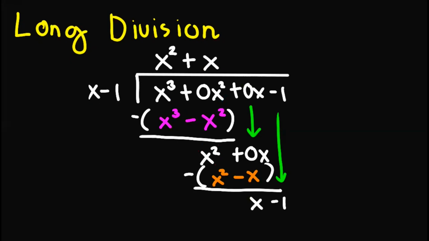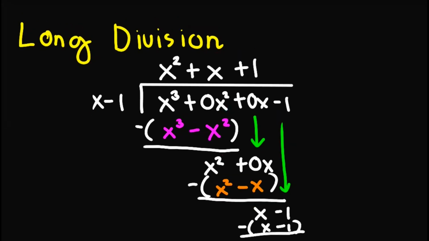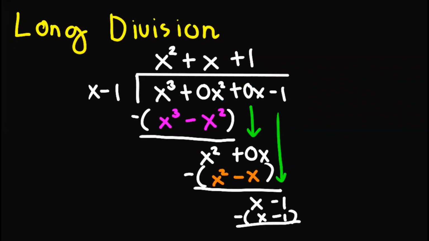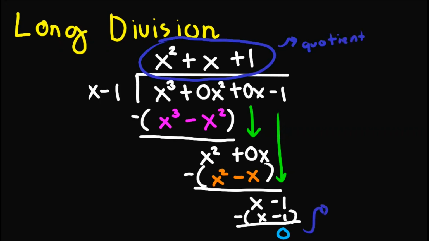Dividing the first term again, this to this, that will give us plus 1. Then multiply this to this, that will give us clearly 1 times x minus 1 is x minus 1. And subtracting this will clearly give us 0. And so the final answer for this one is x squared plus x plus 1 as the quotient, with a remainder of 0.